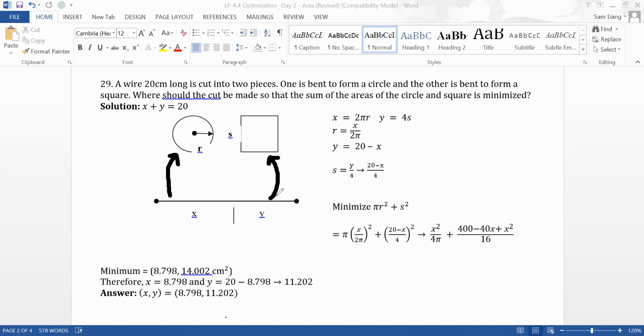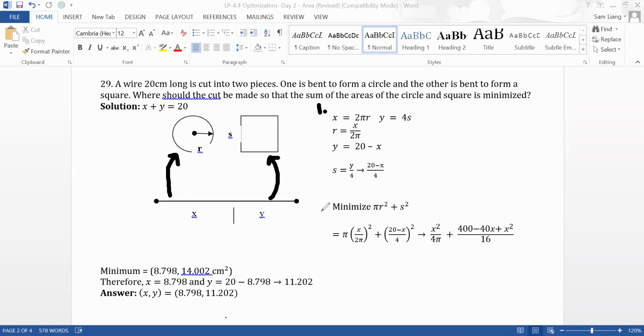The next part is the other wire. So we have y equals 4 times s, where s is one side of the square. So y, this part of the wire, is bent into a square. The perimeter of a square is 4 times the length of one side, so we have y equals 4s. And that's step number 1.